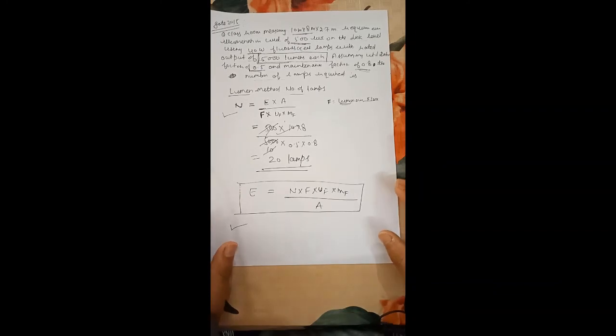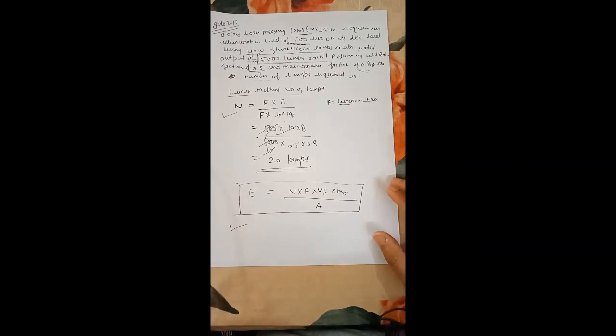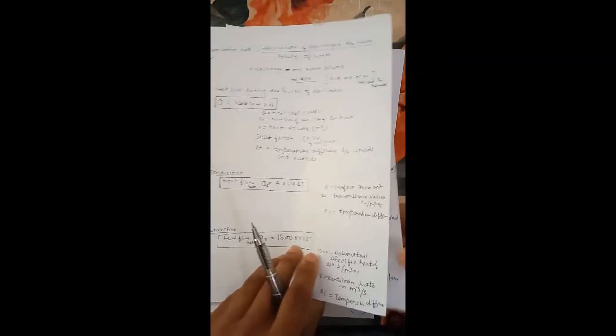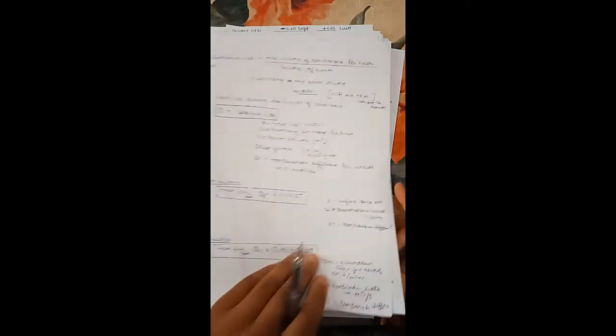So these were the questions of acoustics and lighting, and some questions from GATE 2015, 16, 17, 18 and 20 we have already done. Now quickly we will do the ventilation rate, conduction, convection formulas, and then we will do the numericals based on ventilation and air conditioning, and this we will do in another video.